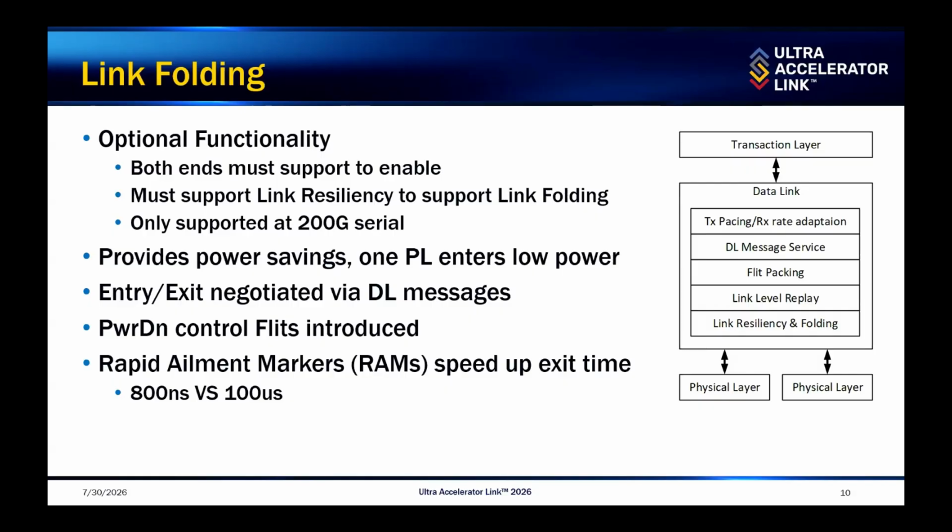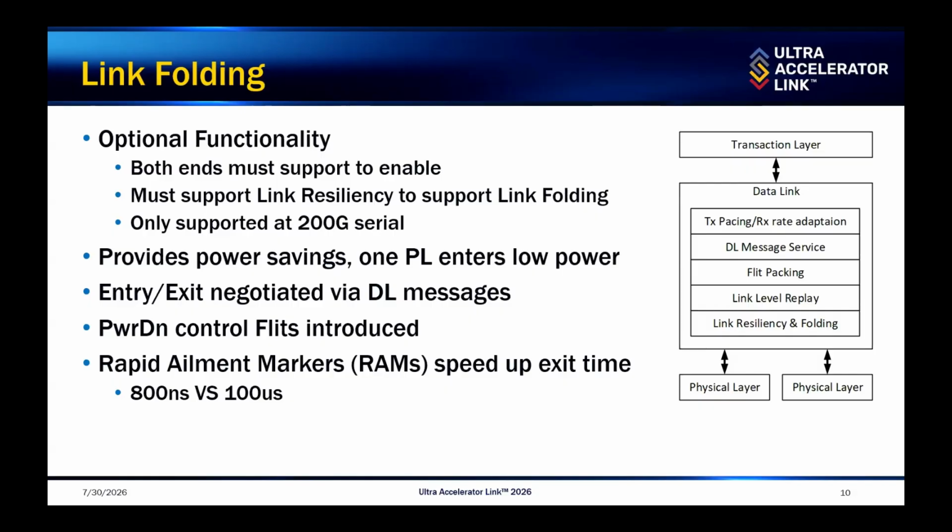Right. So the entry and exit is negotiated by DL messages. Similar for anyone who's looked at the UALink 128 gig, there's messages there that we use for changing the link width or link speed. It's conceptually the same idea here for the UALink 200. We introduced a power down control flit. That's something that the RS generates, and that's used to synchronize when both links are going to go into a power down state.